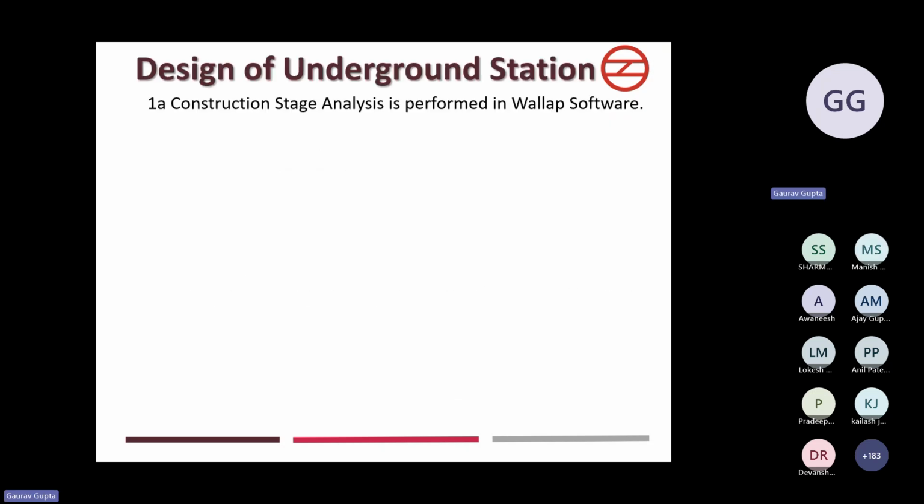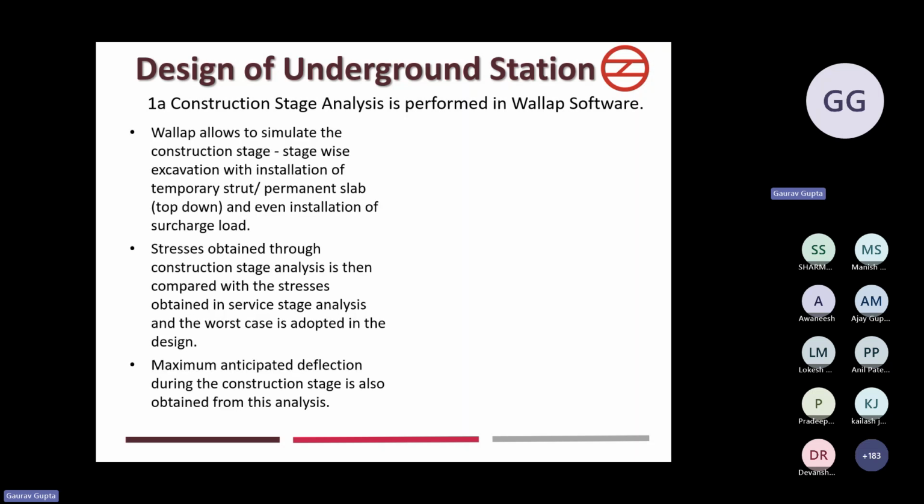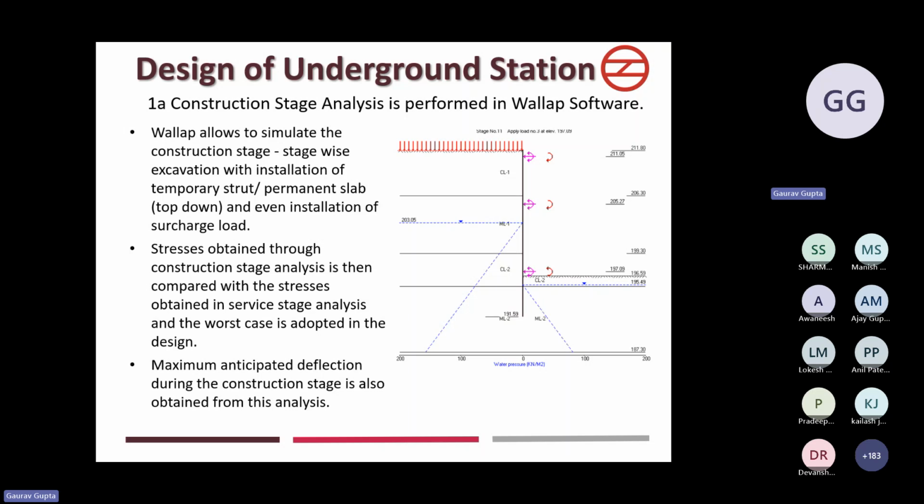So one by one, I will be starting with the construction stage analysis. Construction stage analysis is done basically in software called Wallop. Wallop allows us to simulate the construction stage-wise excavation with installation of temporary strut, permanent slab, top-down, and even installation of surcharge loads. What is special about this software is that it enables you to have the soil-structure interaction between the soil and the structure.